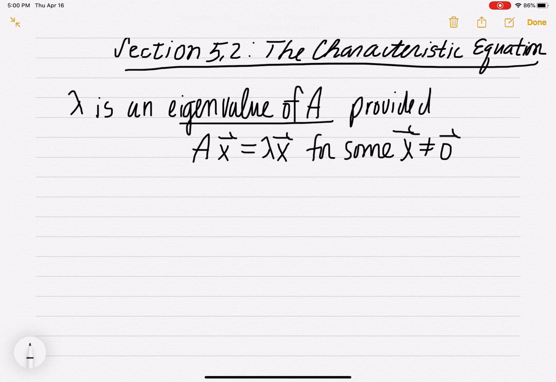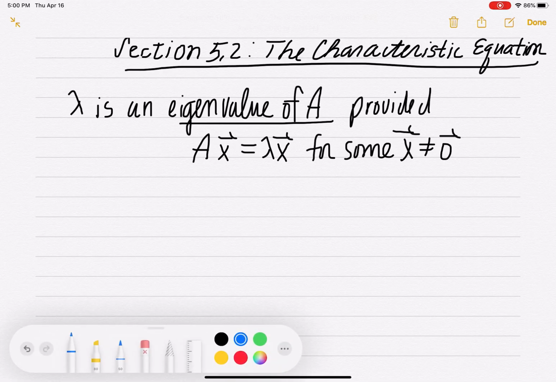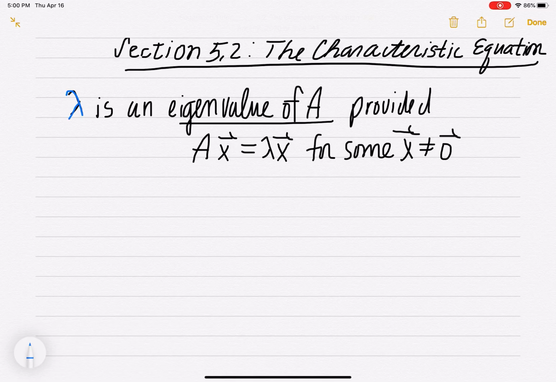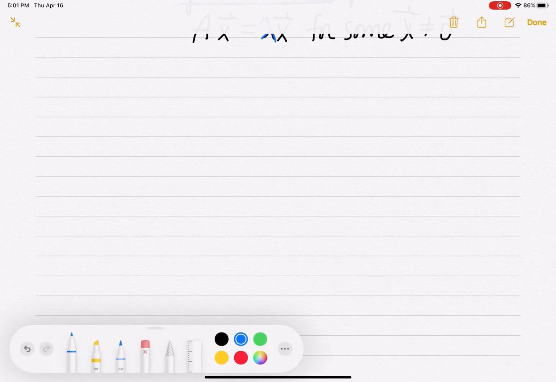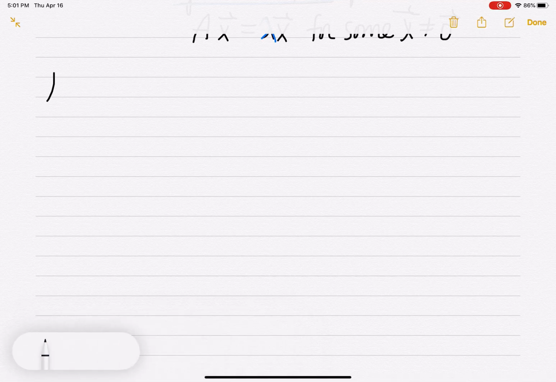So how do we find these things called eigenvalues? The eigenvalue here, the lambda, is basically your stretching factor or your shrinking factor, or if it's negative, your flipping factor. How do we find these? We're going to use something called the characteristic equation. This is the efficient way to find eigenvalues of a matrix. So we want to give a definition. What is a characteristic equation? We'll start off by defining what's called the characteristic polynomial.